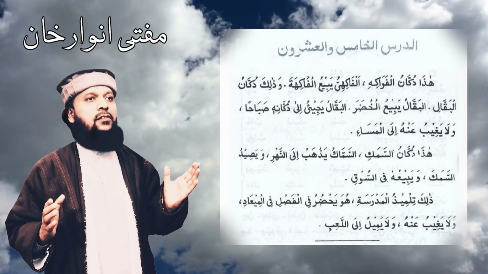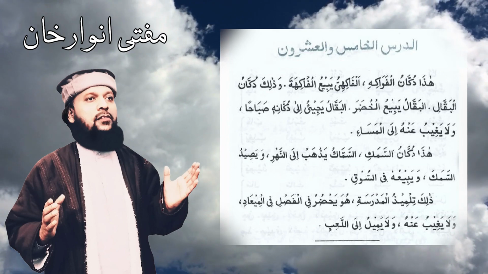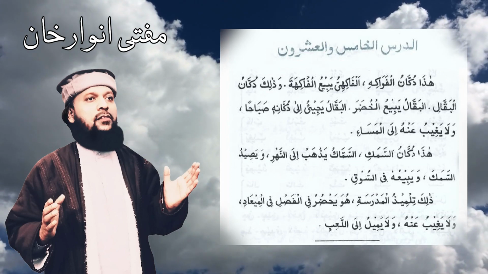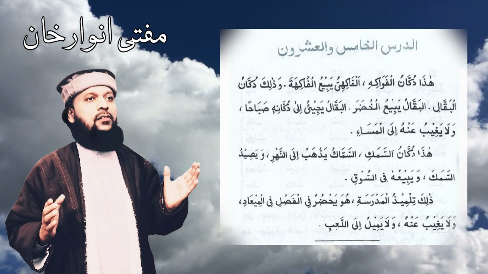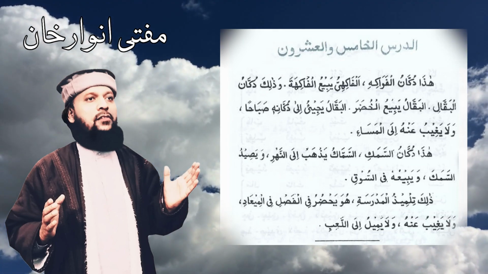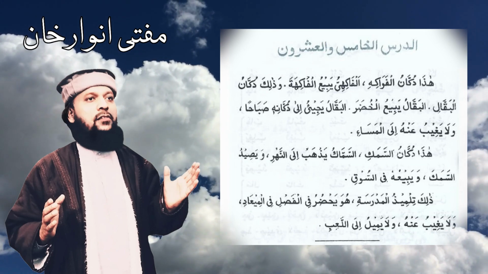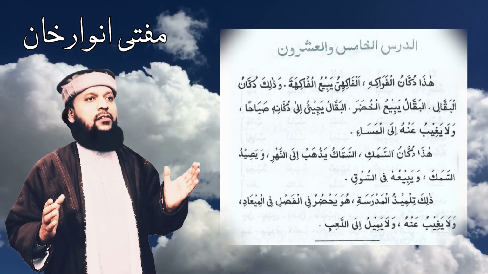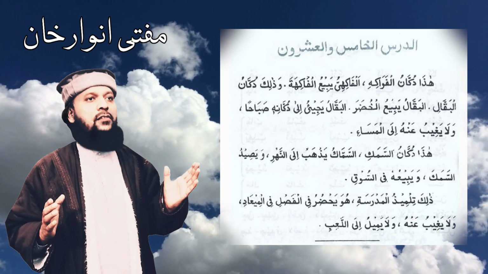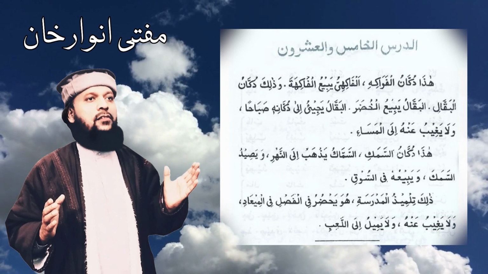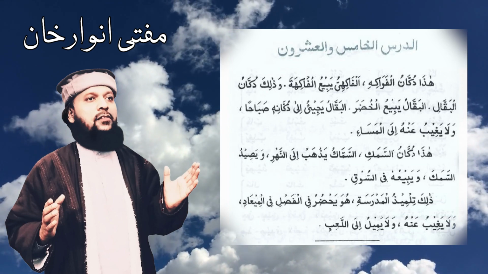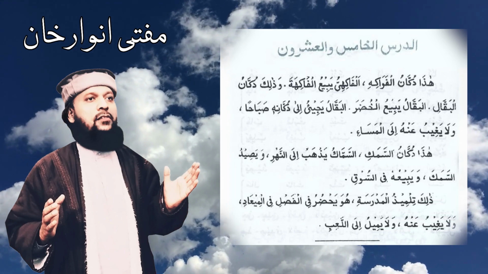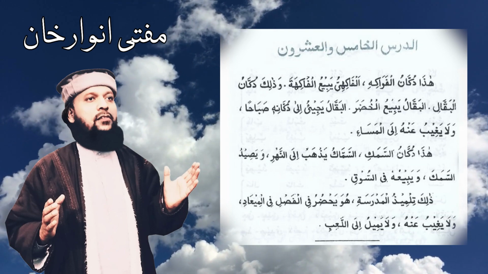Hada dukkanul fawakihi. This is a fruit shop. Dukkan meaning shop. Al-fawakih is the plural of fakiha. And dukkanul fawakih is a possessive structure, mudaf and mudafil structure. This is the fruit shop, or the shop of the fruits. Al-fakihiyu yabi'ul fakihata. The fruit seller is selling fruits.